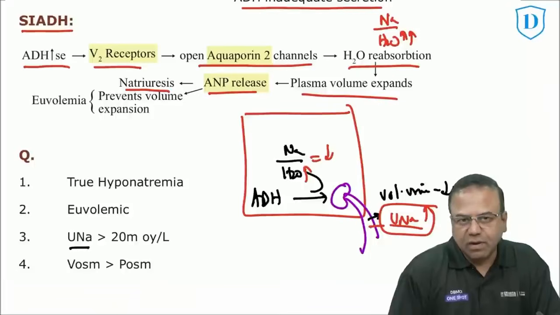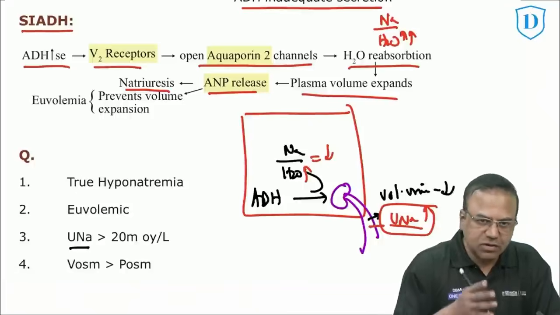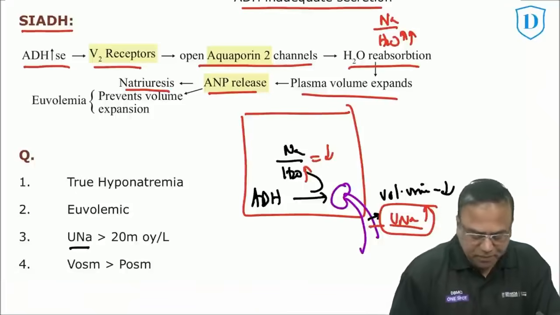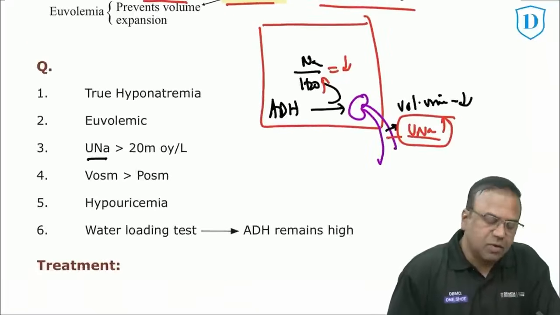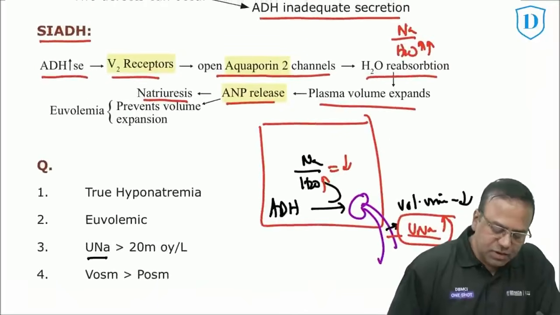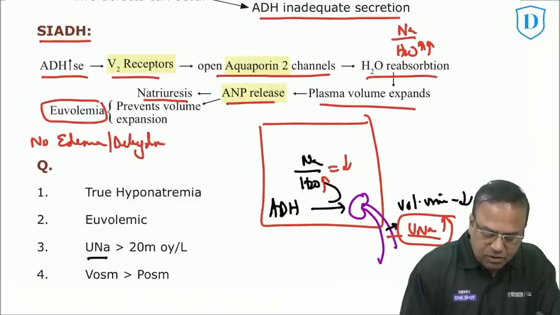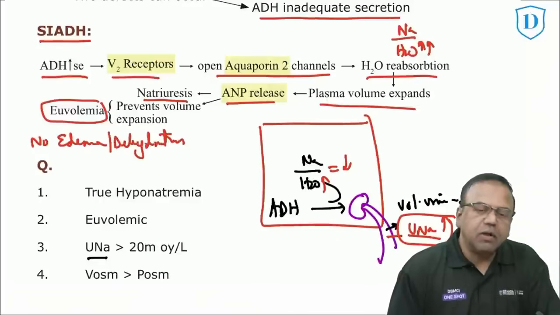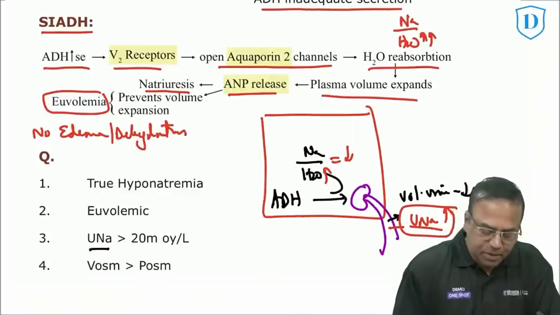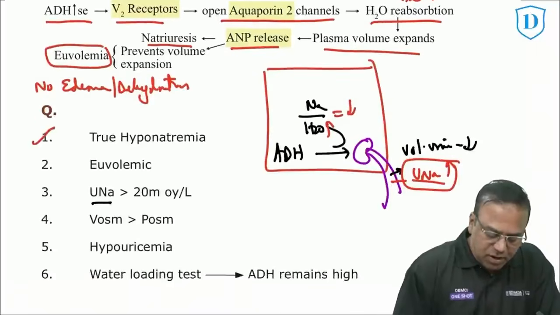Every topic in medicine, like we tell the students, this is what they'll ask, like laser guided. So in our exams, what are the questions they're asking? First, you must understand SIADH is euvolemic. This patient will have neither edema nor dehydration. Very important feature. How did it become euvolemic? Thanks to the ANP. What are the main features? You get hyponatremia, euvolemic hyponatremia.